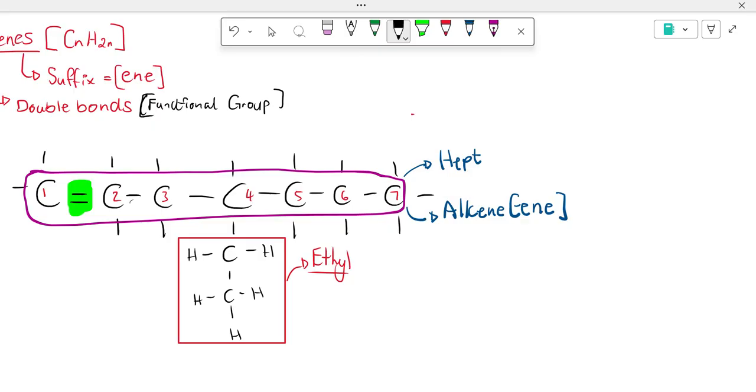For example, if I decide to count from the left to the right, what do you notice? Notice that my double bond is in between carbon number 1 and carbon number 2, right? So basically the double bond is found on carbon number 1. It's found on carbon number 1.